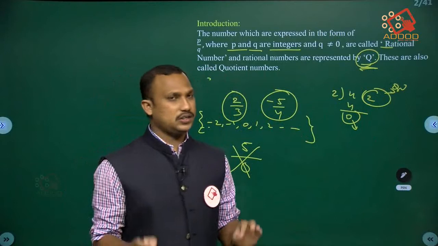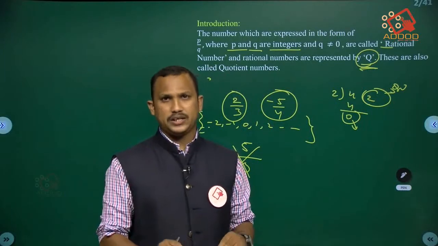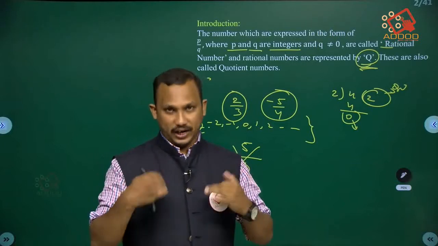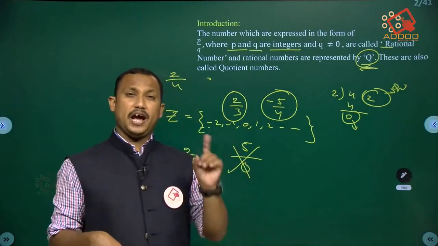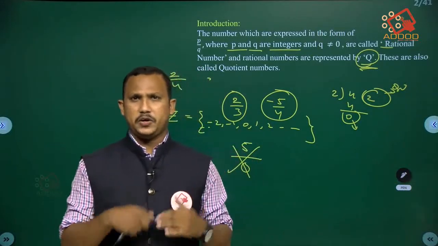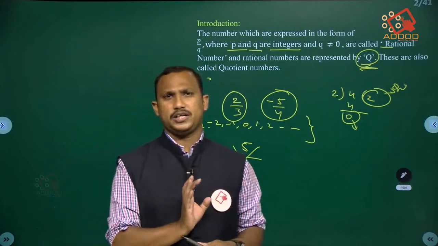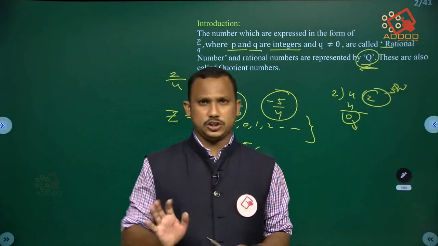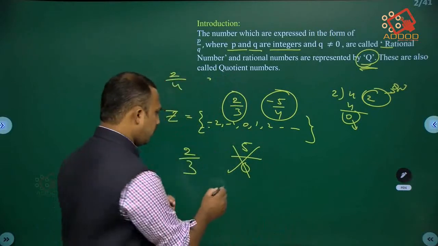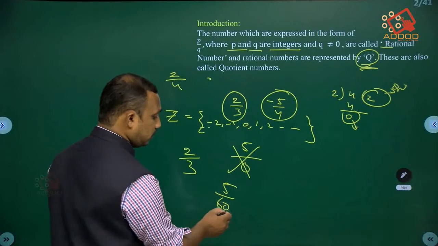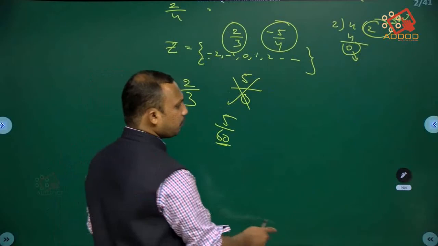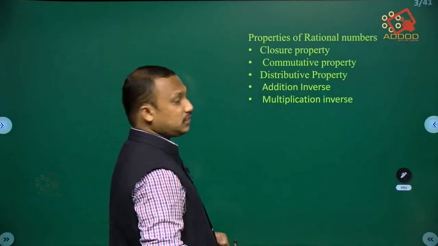Understand? So once again I'm telling you, a rational number should look like the p by q form, like a fraction, where p and q, the numerator and denominator, should be integers, and q is not equal to 0, means the denominator should not be 0. Other than 0, suppose 5 by 60 you can take. Here only 0 is not acceptable, any other number is fine.